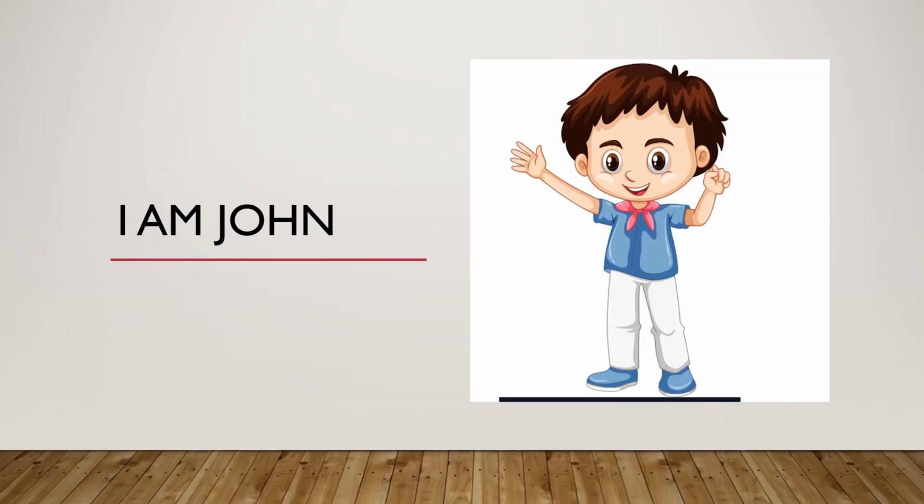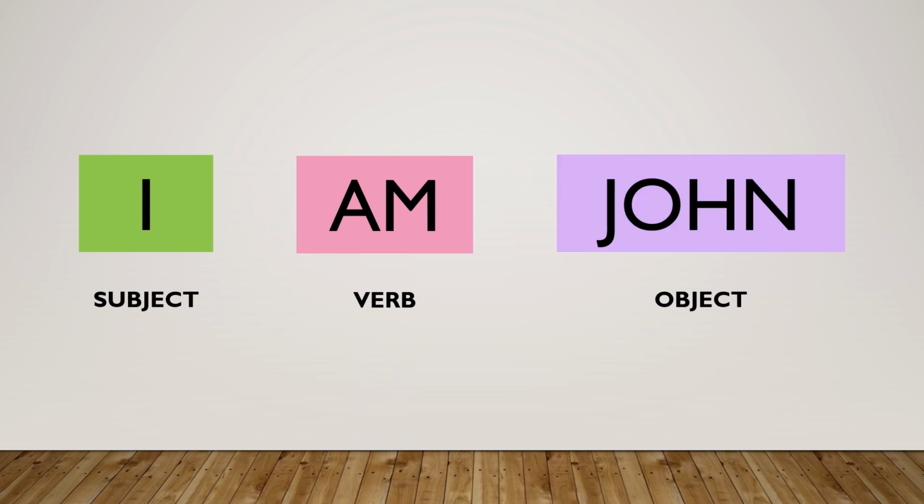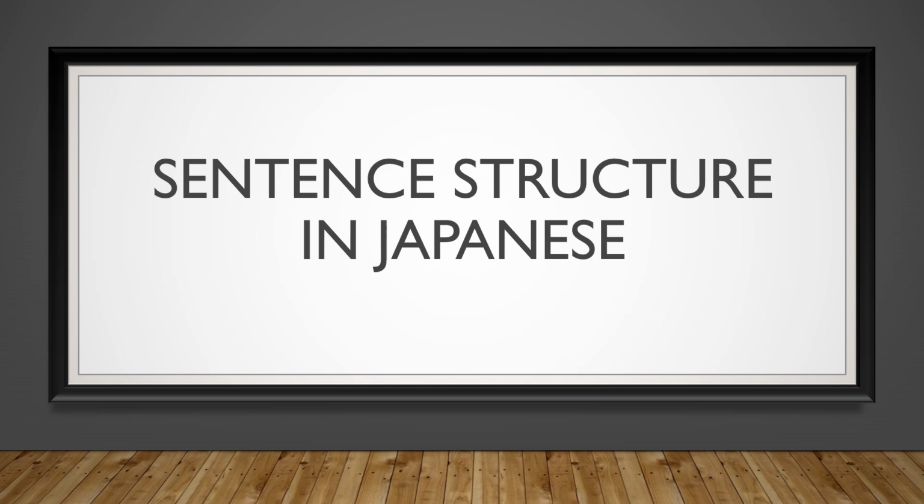So let's begin by having a look at one of the basic sentences, that is I am John. In the English sentence structure, I is the subject, am is the verb and John is the object. Hence in English, the basic sentence structure is subject, verb and then object. So that is SVO. Okay, so now let's have a look at the word order required to frame a sentence in Japanese language.